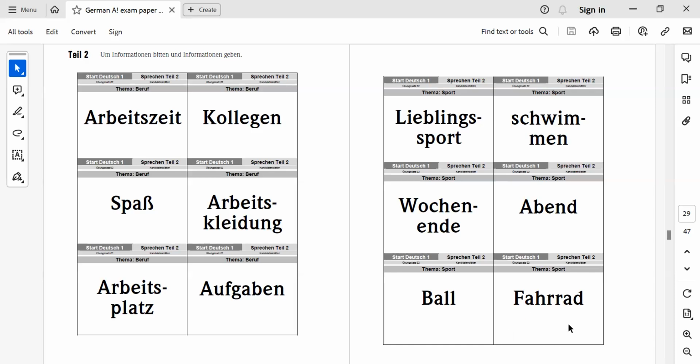Suppose Fahrrad is das Fahrrad. If you use the preposition mit, then it becomes mit dem Fahrrad. But if you have just used mit das Fahrrad, that will not be counted against you, because you are using the preposition mit. But if you are forming a W question or yes or no question and you make big mistakes, that is definitely counted and marks will not be given for that. So those things have to be taken care of.